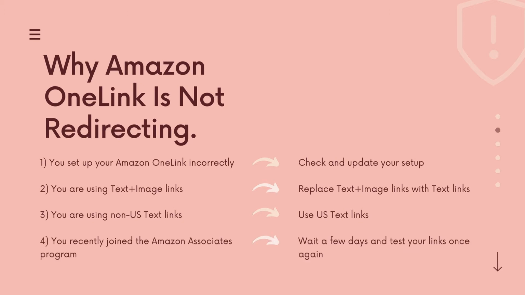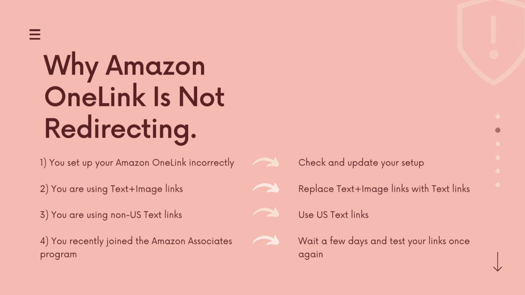4. You just joined the Amazon Associates program and set up OneLink. Sometimes, Amazon may take up to 48 or 72 hours to review your applications and link all your affiliate IDs. Therefore, wait a few days and then go back and test your links again.